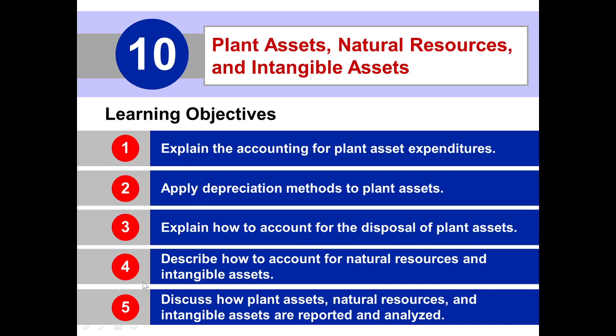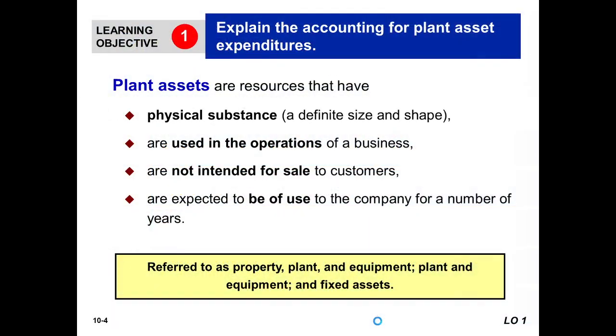Learning objective 4, describe how to account for natural resources and intangible assets. Learning objective 5, discuss how plant assets, natural resources and intangible assets are reported and analyzed. So today we discuss learning objective 1, explain the accounting for plant asset expenditures.